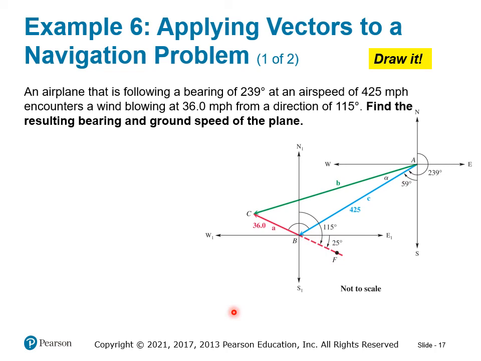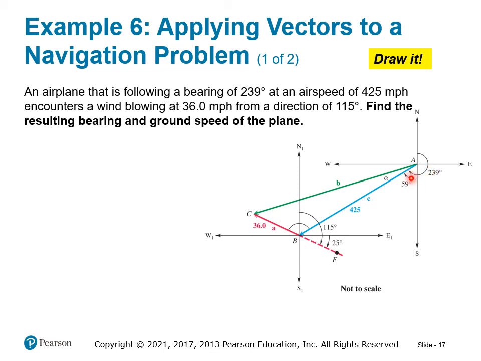We didn't label that. We can see this angle here is going to be 59 degrees. That might help us as well. And let's see what we can figure out. Of course, the ground speed is the resultant vector, and bearing is this vector B here. That's the resultant of these, the airspeed of the plane and bearing, and then the speed of the actual wind. So B is what we're trying to figure out.